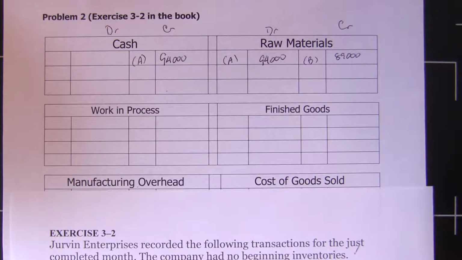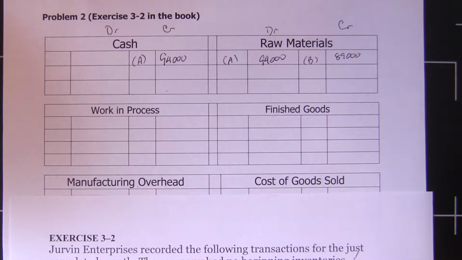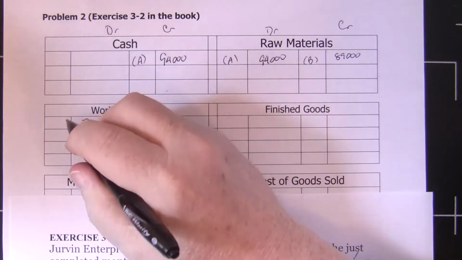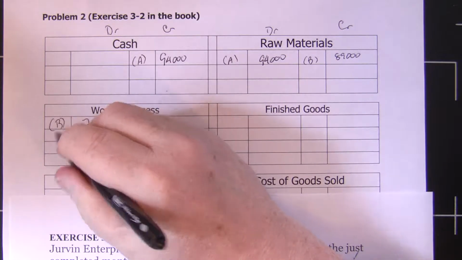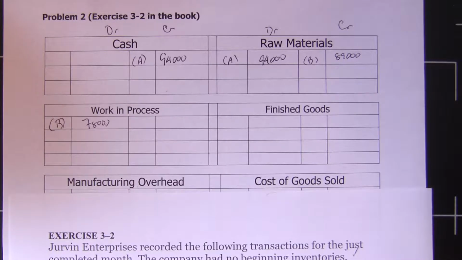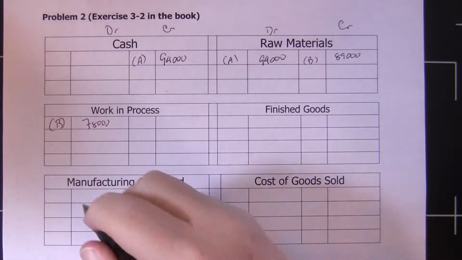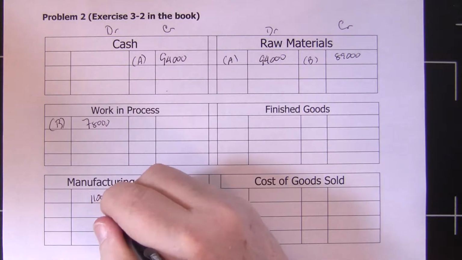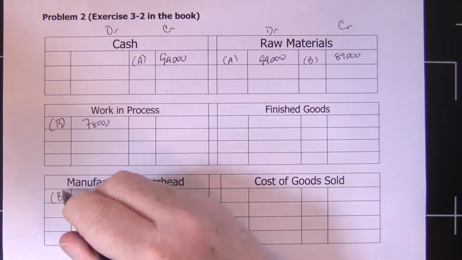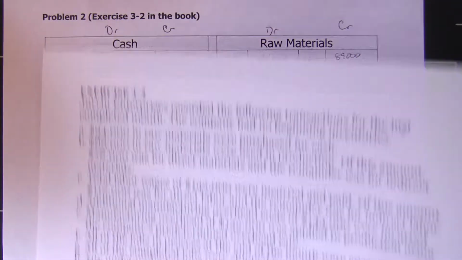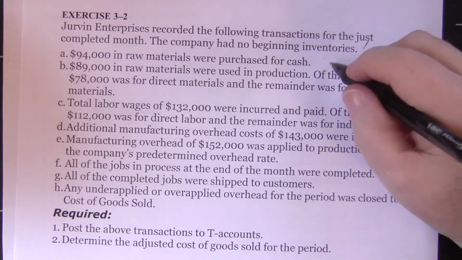Now, of that $89,000, $78,000 of it went to work in process. And $11,000 of it went to overhead. So, take a look at the next one.